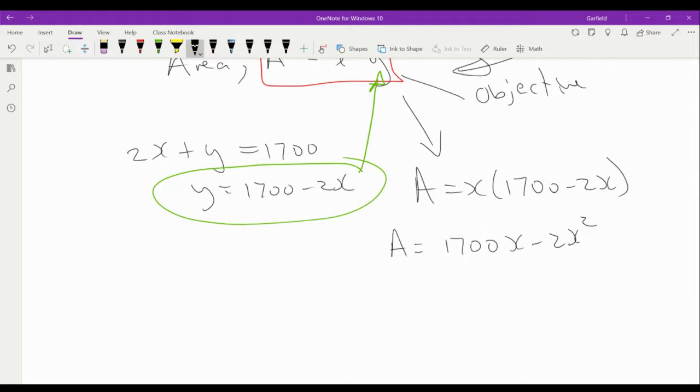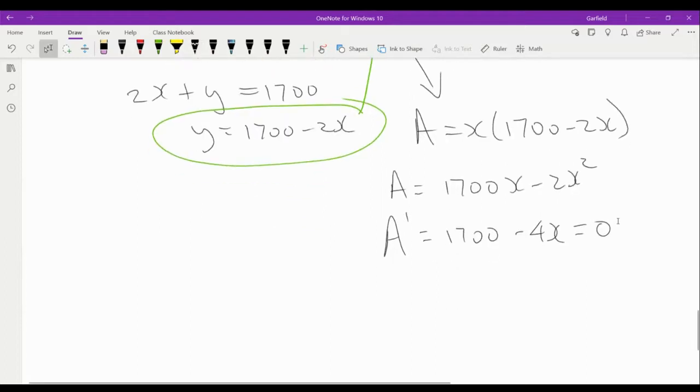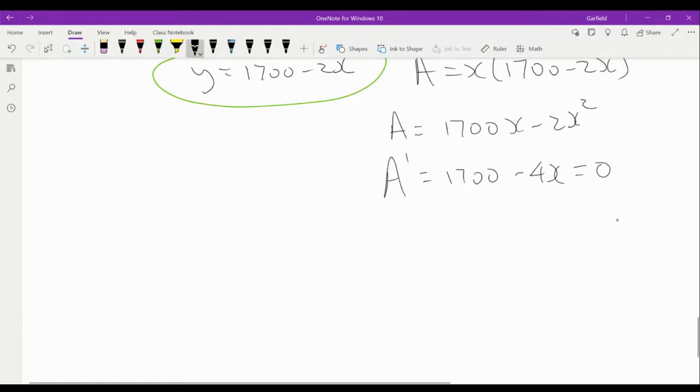And since we want to maximize the area, what are we going to do? Find the derivative. We're going to find the derivative. Samara, I was just about to call on you. Thank you. All right, so we're going to find the derivative. So A prime is equal to 1,700 minus 4x, which we're going to set equal to 0. And so that becomes 1,700 is equal to 4x, or x is equal to, what's that? 425. So now we have our x value, 425.